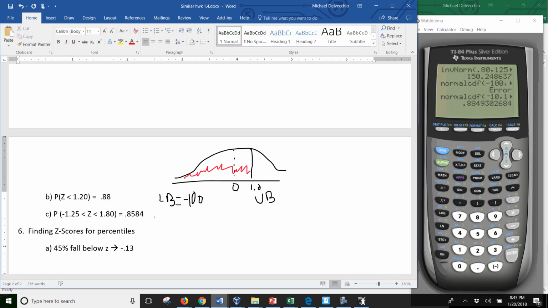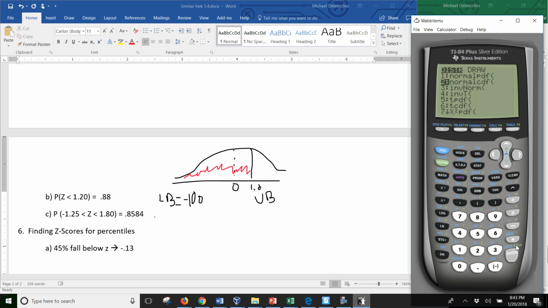So 0.88. Okay. And here you would do between two. I'll just show that real quick. So second vars, normal CDF. So if you want to do between negative 1.25 and 1.80. Again, 0 and 1 is going to be our default for z-scores. 0.8584, so that matches up here.